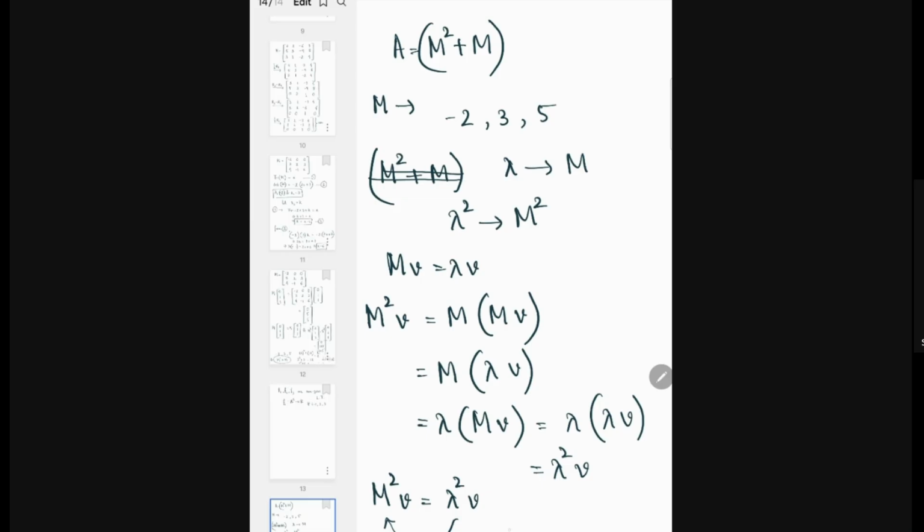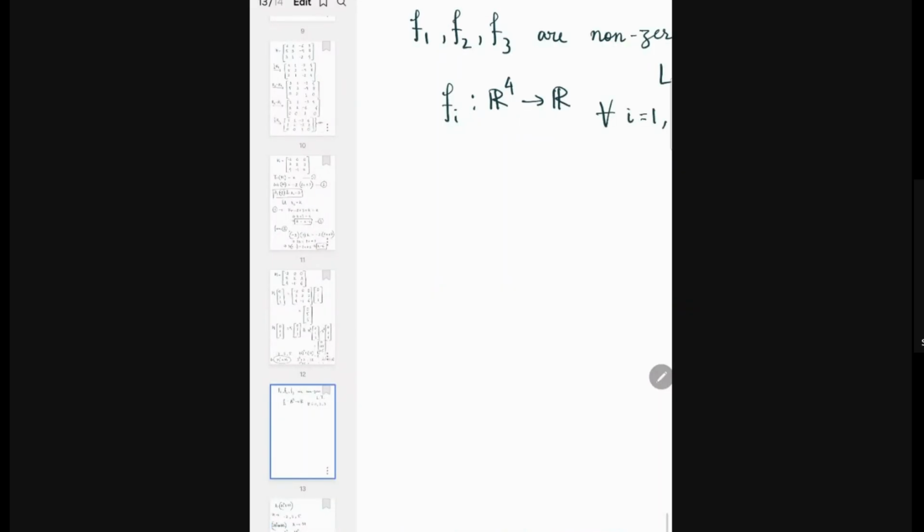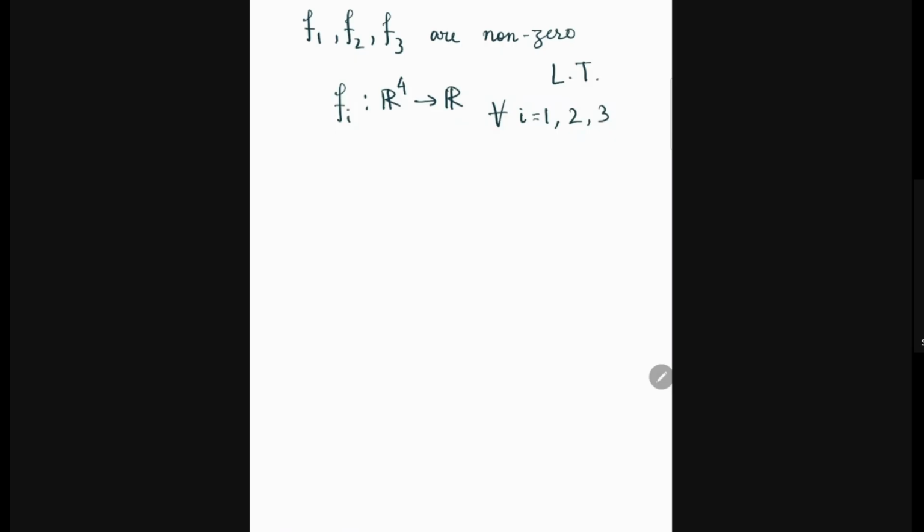In this formula, when we are calculating the eigenvalues of M square plus M, all the eigenvalues are non-zero. None of them are equal to 0. So the determinant of M square plus M is non-zero, so it is invertible. Okay.